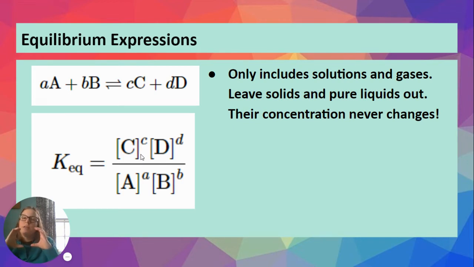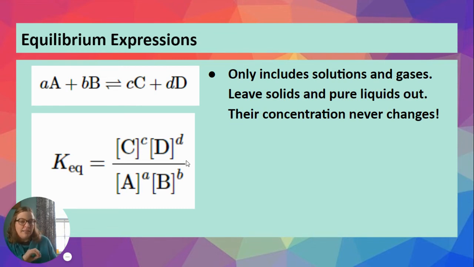Now, these brackets represent molarity. If we were talking about a gas, we could either write it as a molarity, because sometimes they do report gases as molarity, or you could put it in as a pressure. Pressures would be like atmospheres, torr, those kinds of things. And then the coefficient that's in front becomes the power.